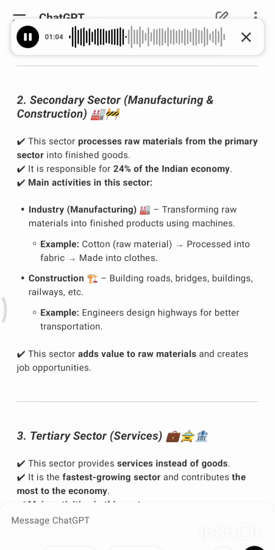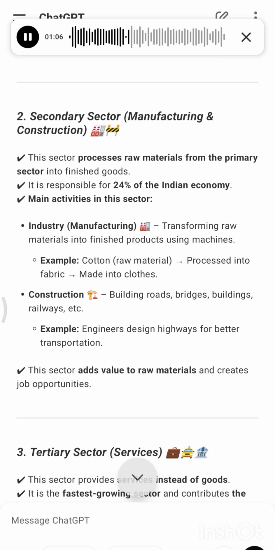2. Secondary sector, manufacturing and construction. This sector processes raw materials from the primary sector into finished goods. It is responsible for 24% of the Indian economy. Main activities in this sector: industry, manufacturing, transforming raw materials into finished products using machines. Example, cotton, raw material, processed into fabric, made into clothes.